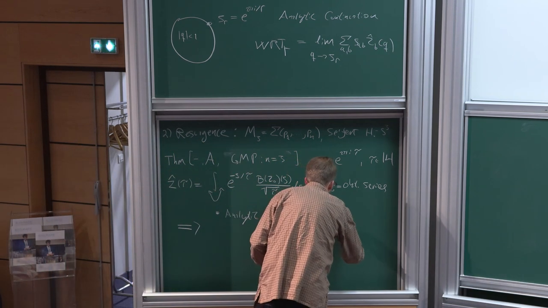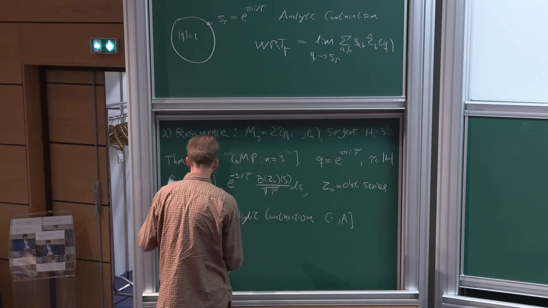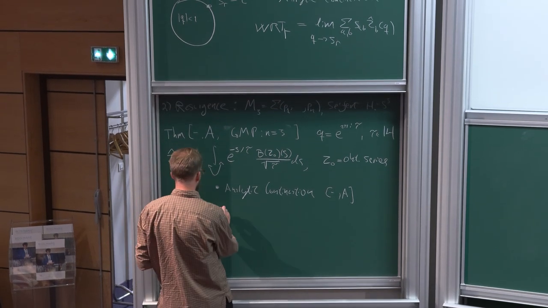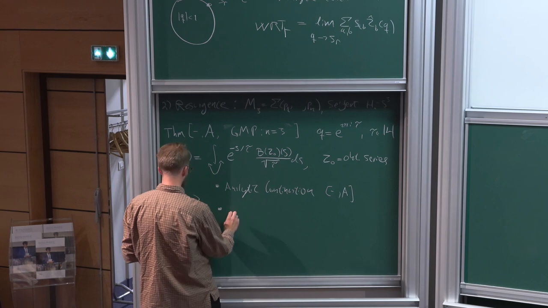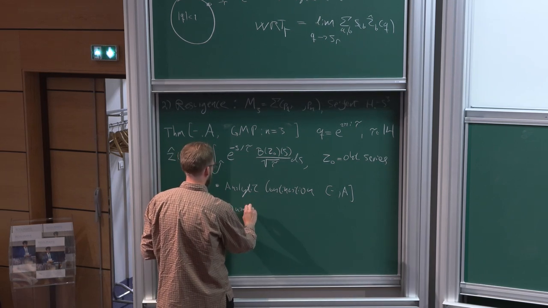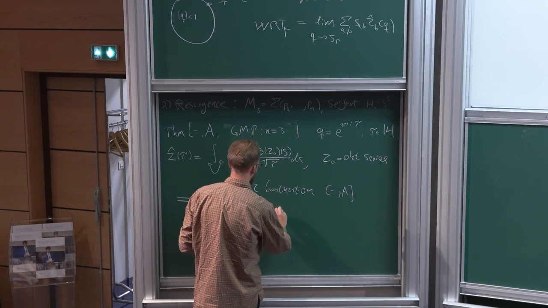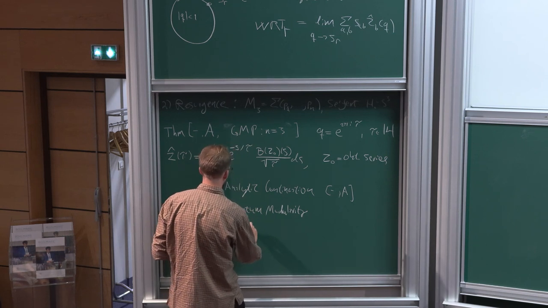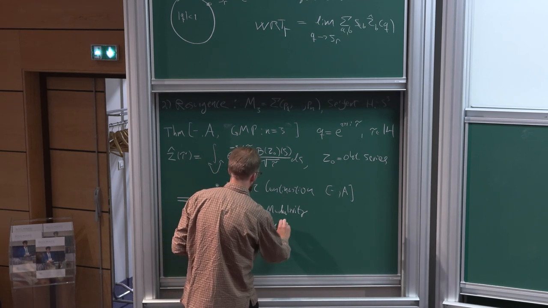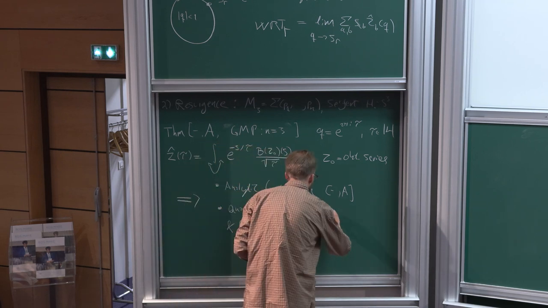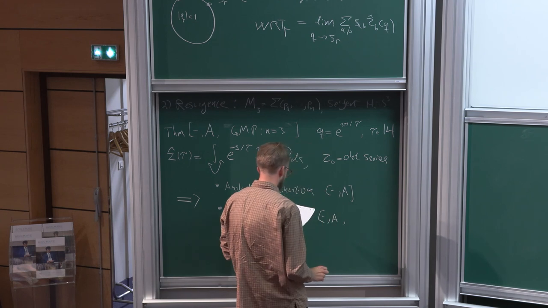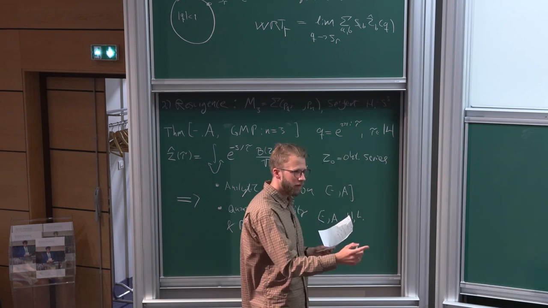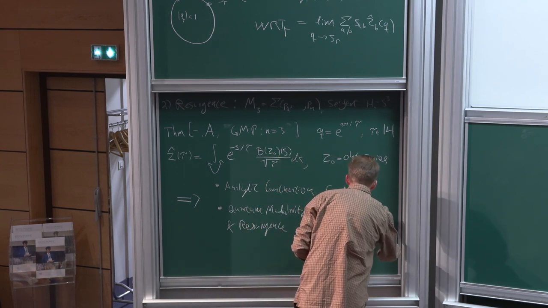And moreover, we'll see how this formula can be used to prove, in a certain sense, quantum modularity, and in a certain sense, a resurgence property of Z hat. And this is also with Jan and with Han, Li, David, and Xiang Shang Shun.